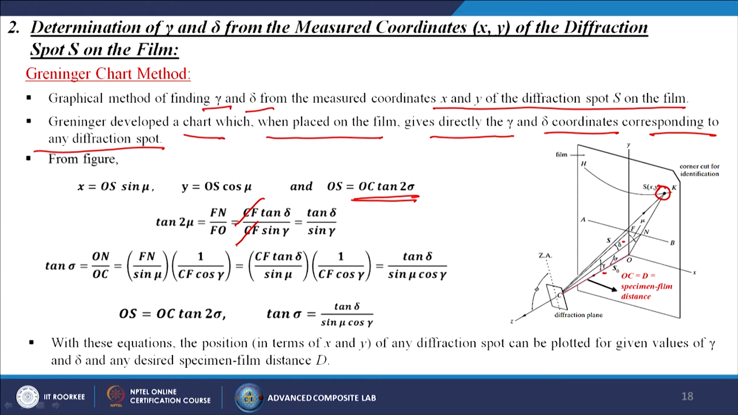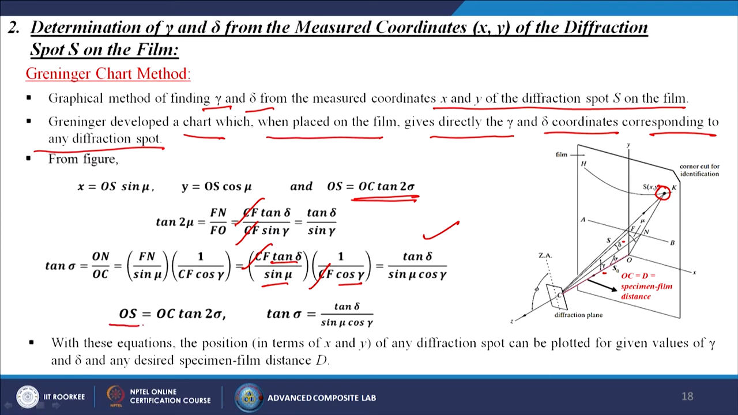So, Cf, Cf will be cancelled. So, tan delta by sin gamma. So, tan sigma is equal to OM by OC is equal to Fn by sin mu into 1 by Cf cos gamma, which is equal to Cf tan delta by sin mu into 1 by Cf cos gamma. So, Cf, Cf will be cancelled. So, tan delta by sin mu into cos gamma.